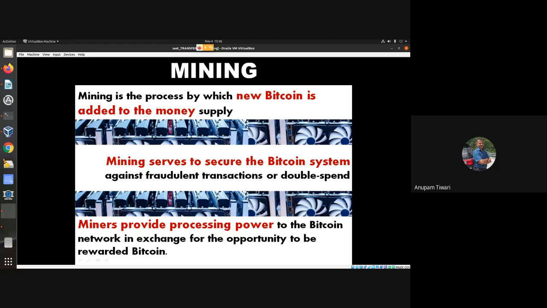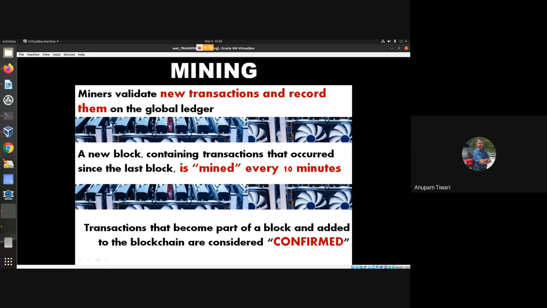Miners provide processing power. So whatever nonce we were trying to find, compute and understand, this is all being done by mining. Miners validate new transactions and record them on the global ledger. I'm sure there will be a few questions emerging in your mind. Either we can take them at the end of the webinar, or maybe you can post them in the chat. I'll see them during the break that will follow after about 10 minutes. So a new block containing transactions that occurred since the last block is mined every 10 minutes.